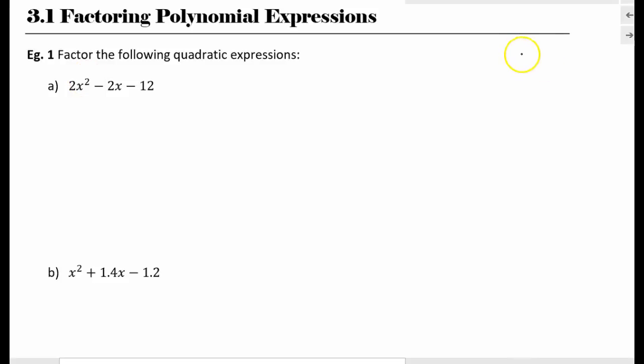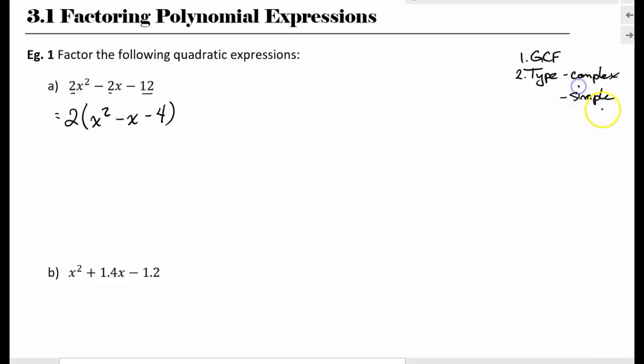So remember that step 1 is looking for your greatest common factor. So in this case, I see 2, 2, and 12, so I can actually take that out of all of them. So I'm going to end up with x squared minus x minus 4. From there, I identify the type of polynomial. And specifically, am I dealing with complex? Am I dealing with simple? Or am I dealing with a difference of squares?